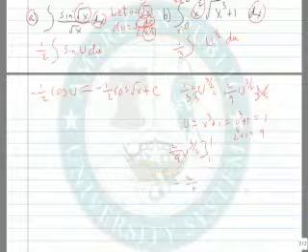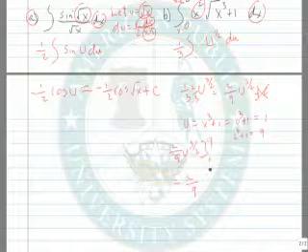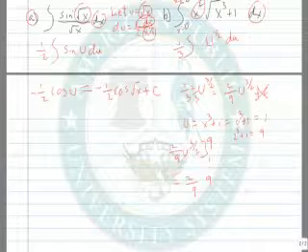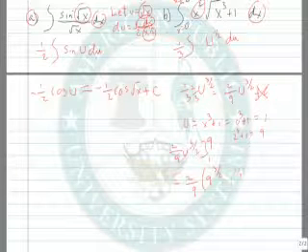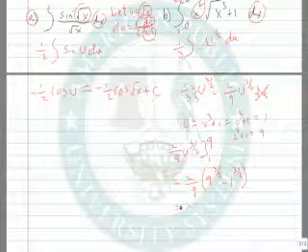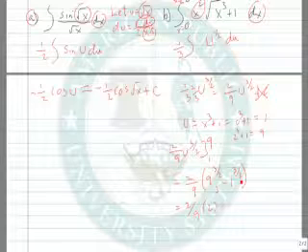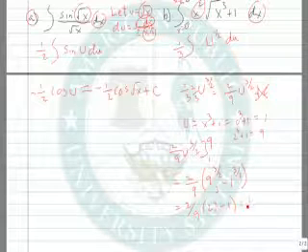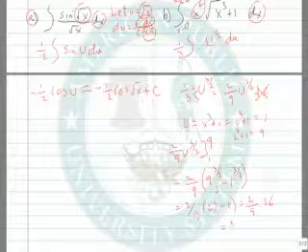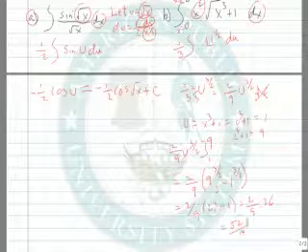2/9 times 9 to the 3/2 minus 1 to the 3/2. 9 to the 3/2 is the square root of 9, which is 3 cubed, so that would be 27. Minus the square root of 1 is 1, cubed is 1. So we're left with 2/9 times 26, which gives us 52 over 9.